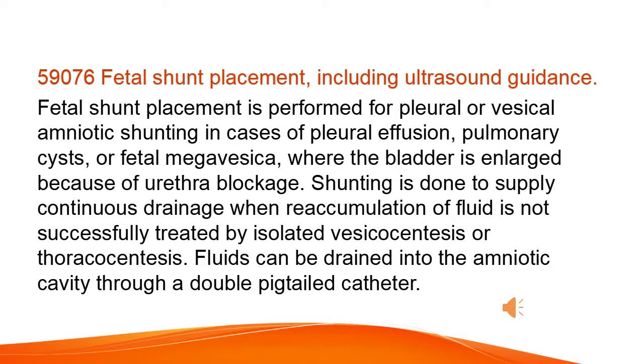Fetal shunt placement, including ultrasound guidance. Fetal shunt placement is performed for pleural or vesical amniotic shunting in cases of pleural effusion, pulmonary cysts, or fetal megavesica, where the bladder is enlarged because of urethra blockage. Shunting is done to supply continuous drainage when reaccumulation of fluid is not successfully treated by isolated vesicocentesis or thoracentesis. Fluids can be drained into the amniotic cavity through a double pigtailed catheter.